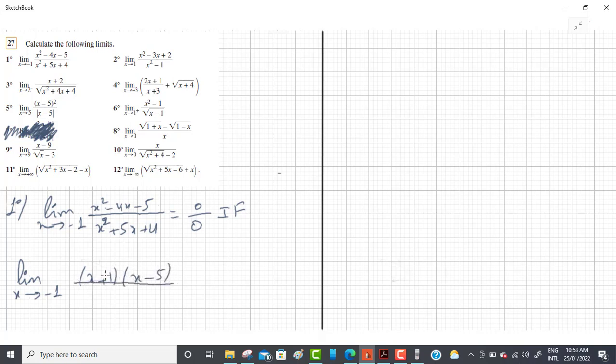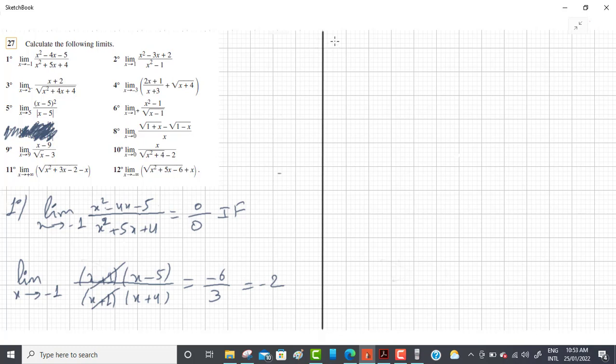Over, the roots of the denominator are minus 1 and minus 4. So it's x plus 1 into x plus 4. You should simplify by x plus 1 and then substitute. Replace x by minus 1. Minus 1 minus 5 is minus 6 over minus 1 plus 4 is 3, and the answer is minus 2.